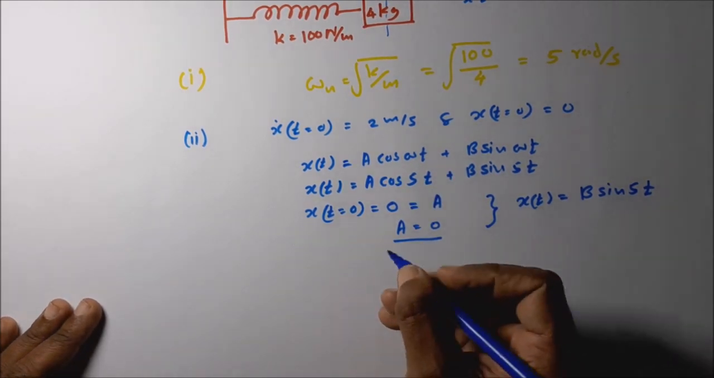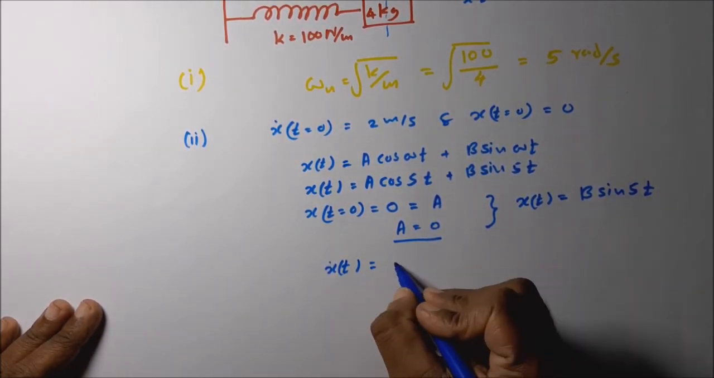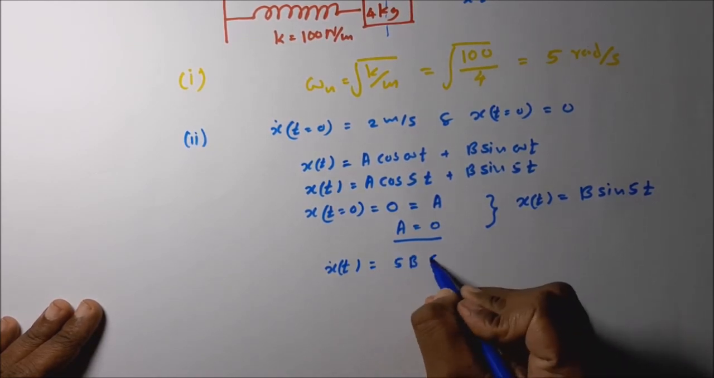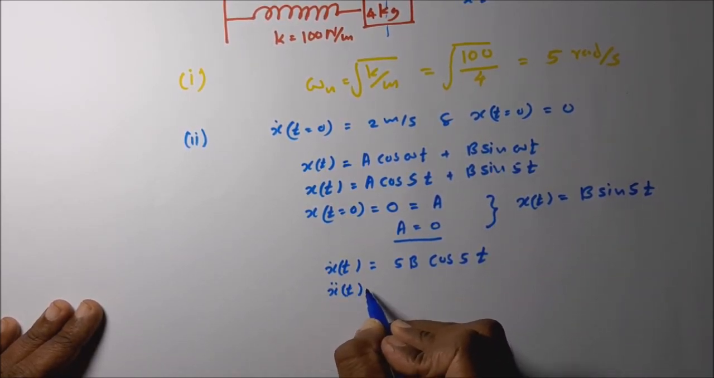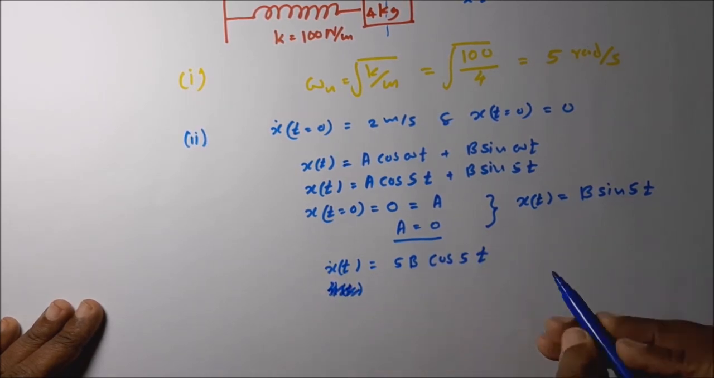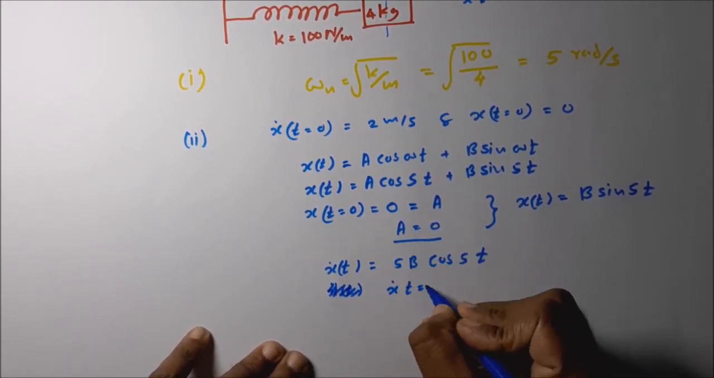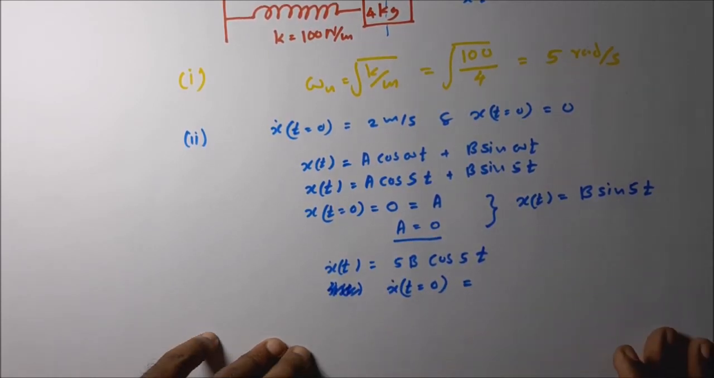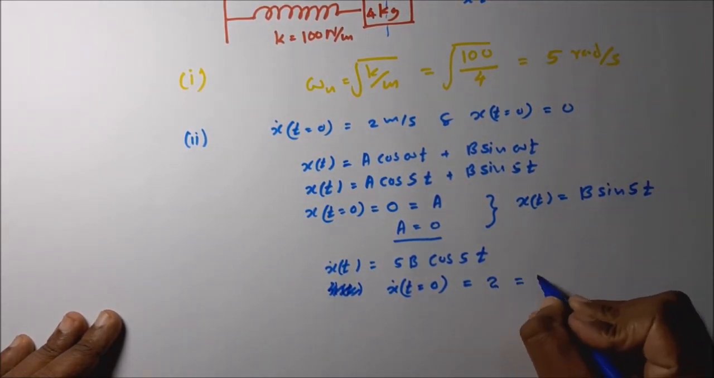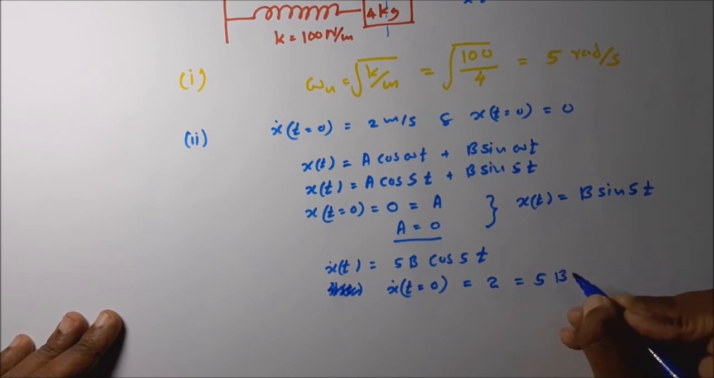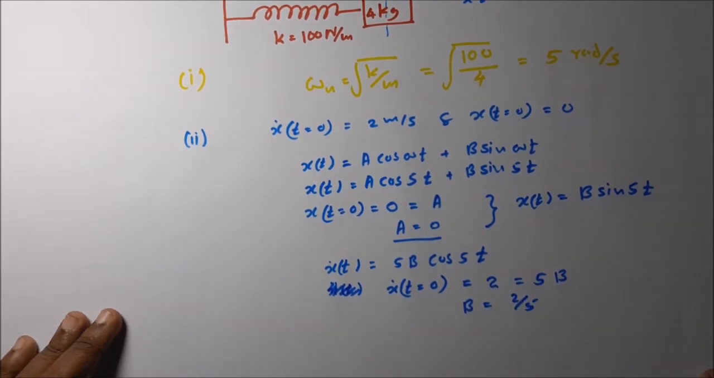So then I am going to take the second derivative of this equation. x dot t is equal to φb cos φt. What is the velocity at t is equal to 0? Velocity at t is equal to 0 is equal to 2, which is equal to φb. This term is equal to 1. So then b is equal to 2 divided by φ. Okay, 2 divided by φ.